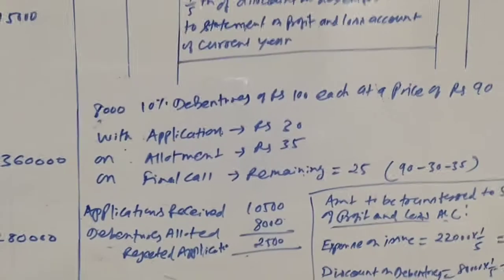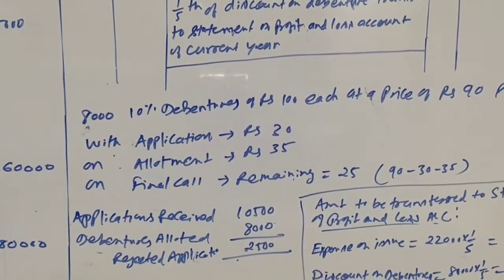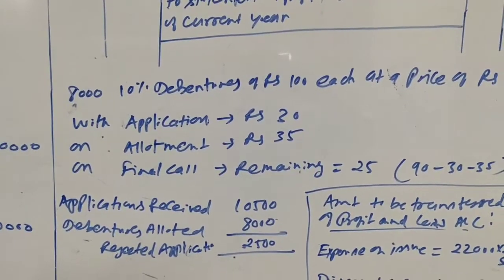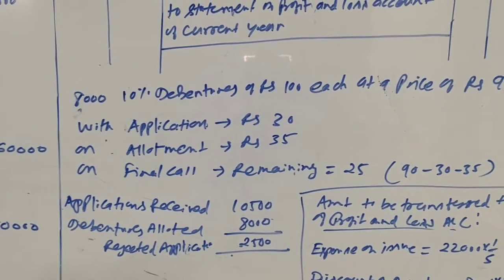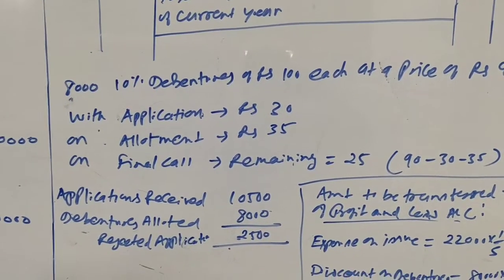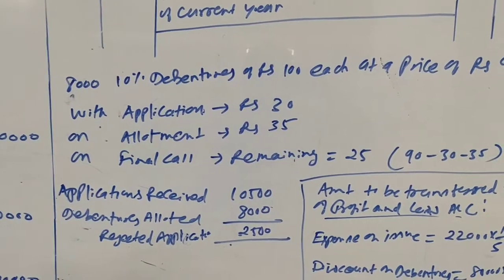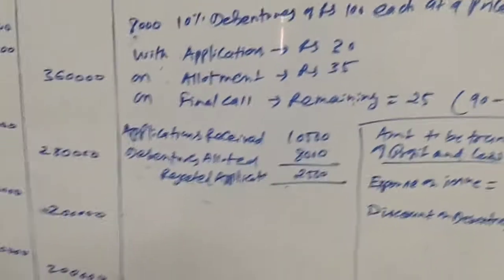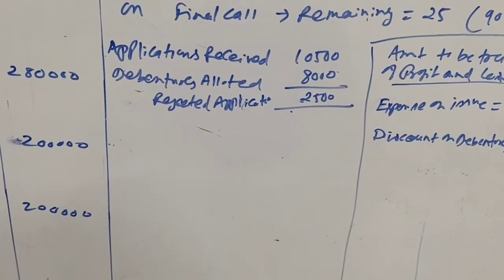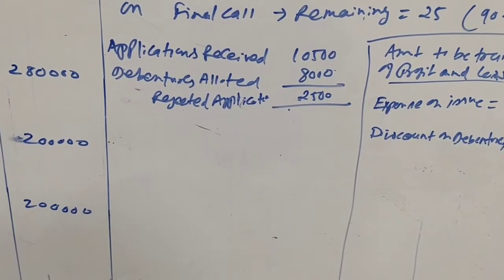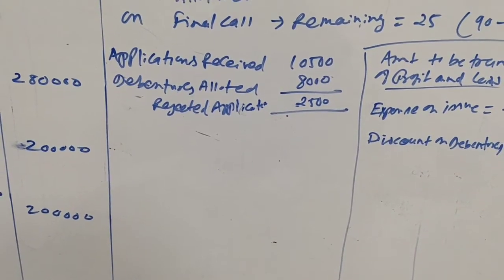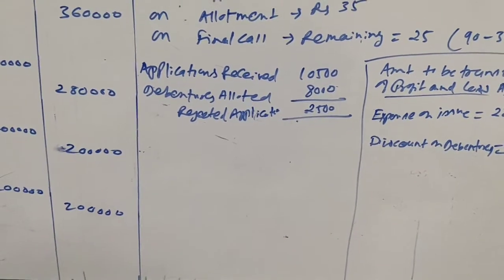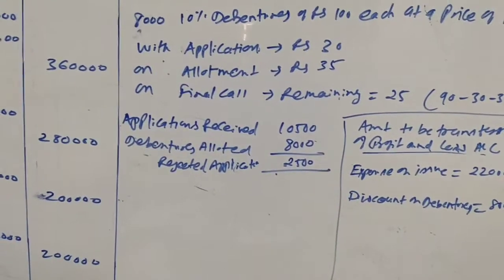Moreover, when to consider the discount is not mentioned. So friends, if it is missing in the sum when the discount is to be considered, then it must be done with the allotment. Keep this in your mind. If it is not mentioned when to consider the discount, then with the allotment we will consider it. Applications received are 10,500 and debentures allotted are 8,000, so rejected applications are 2,500. Without wasting time, we will start with the entries.